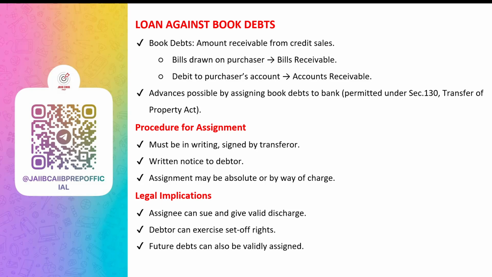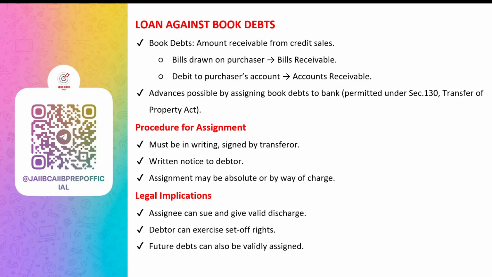Loan against book debts. Book debt represents the amount receivable from customers on account of credit sales. They may arise in two cases: by drawing a bill of exchange on the purchaser, that is the bill receivable, or by debiting the purchaser's account directly, which is account receivable. Thus, book debt is equal to the claim of the borrower against the buyer for goods or services sold on credit. So, the borrower may assign these debts to the bank as security to obtain advances.